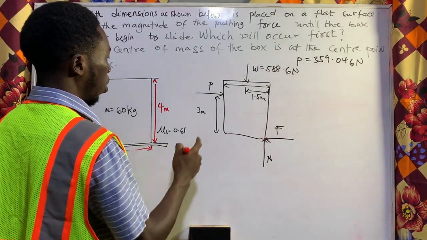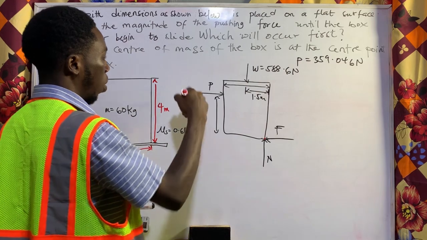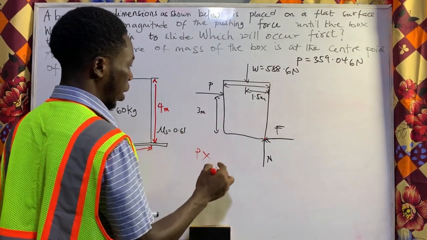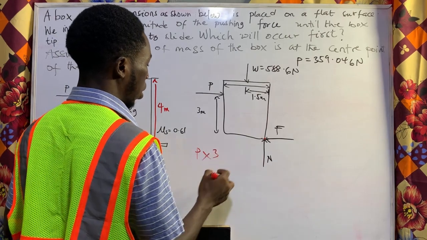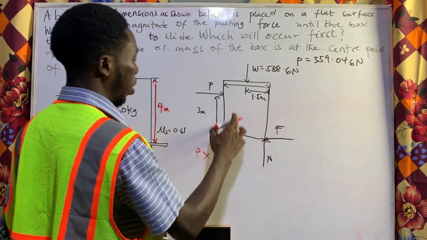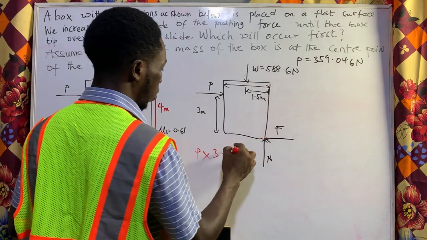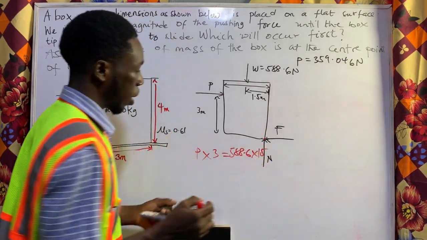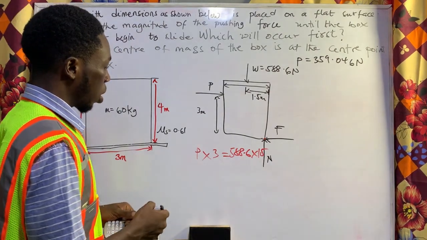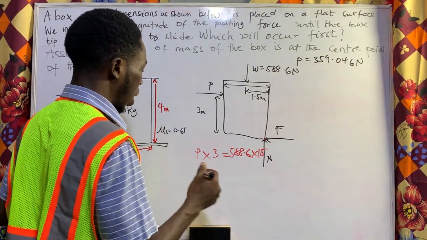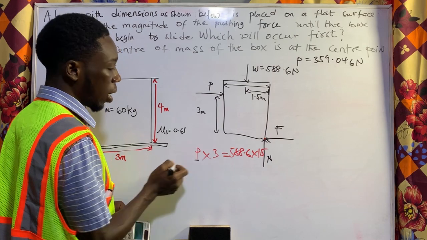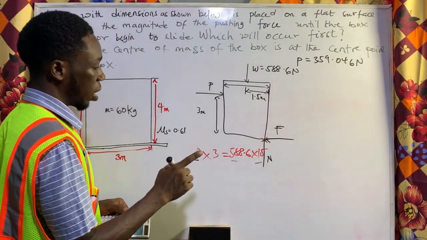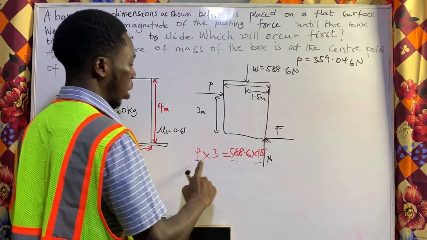So we are going to calculate the moment that will be caused by this P here, and that will be P times these 3 meters here. That should be equal to the moment caused by the weight force, which would be 588.6 times 1.5 here. So at the point where the moment caused by this P is equal to the moment caused by the weight force, that means tipping is about to occur. That's why we are equating this.